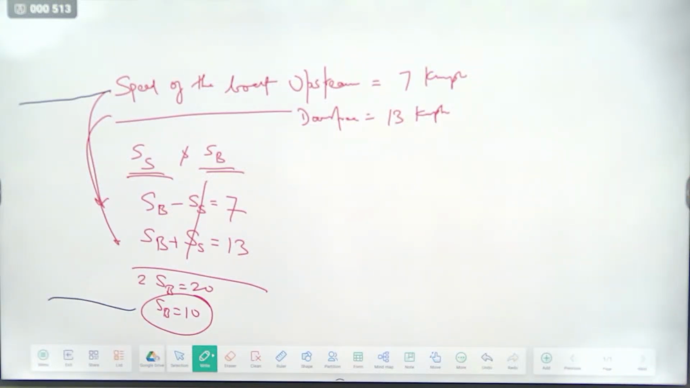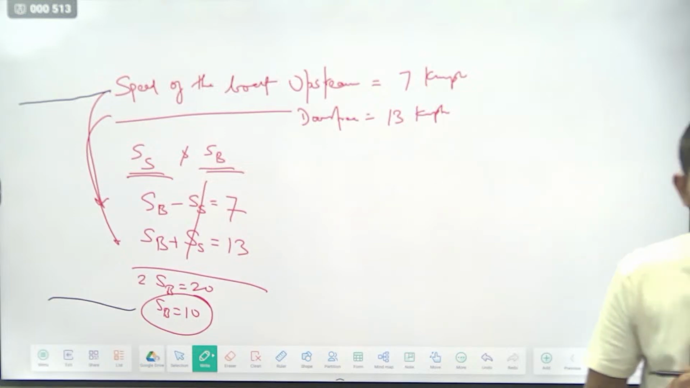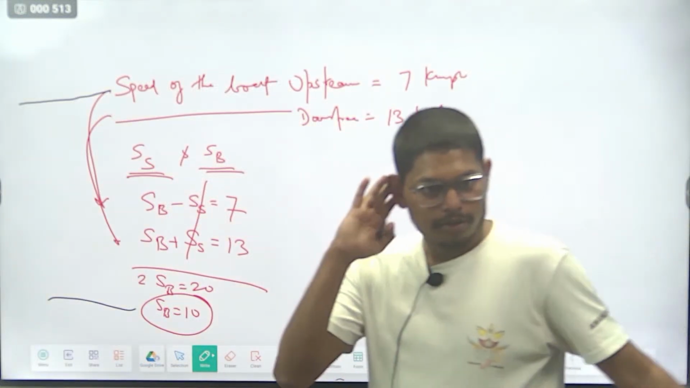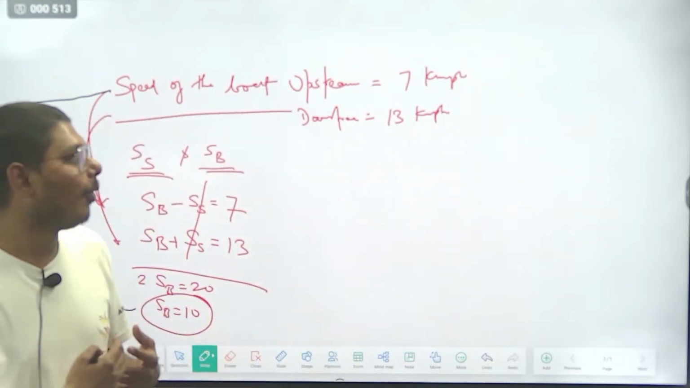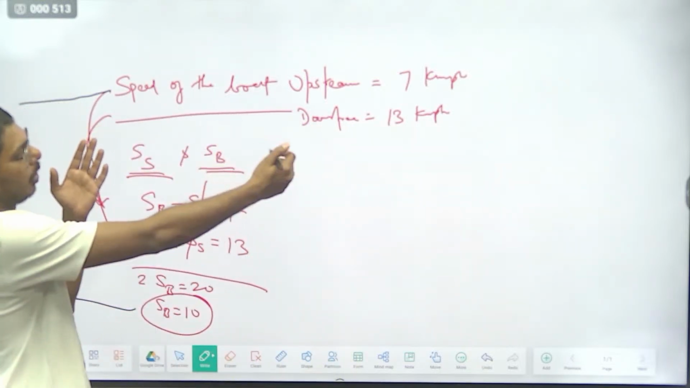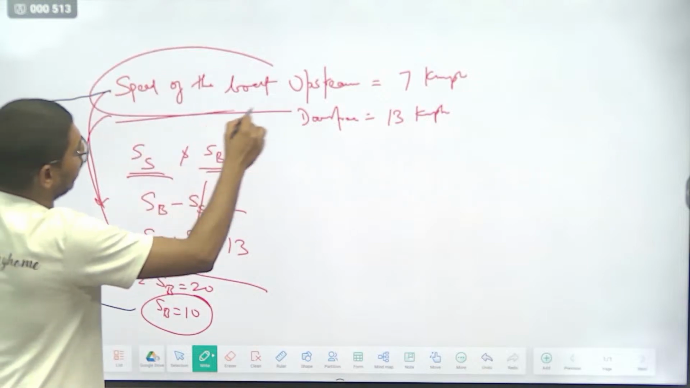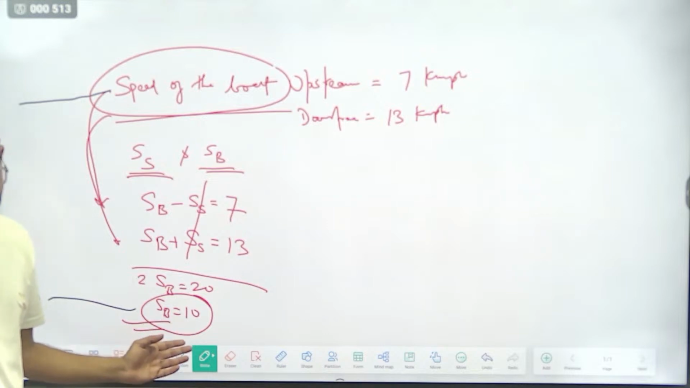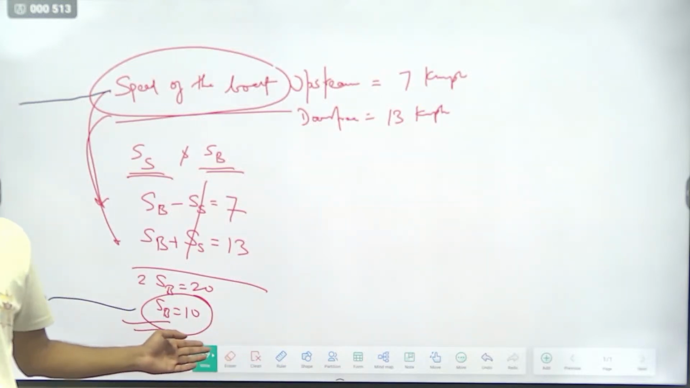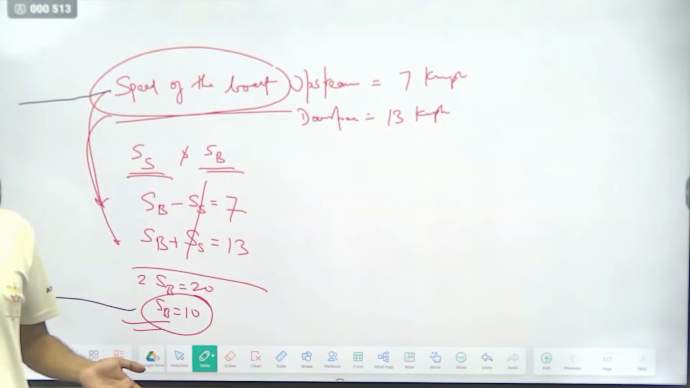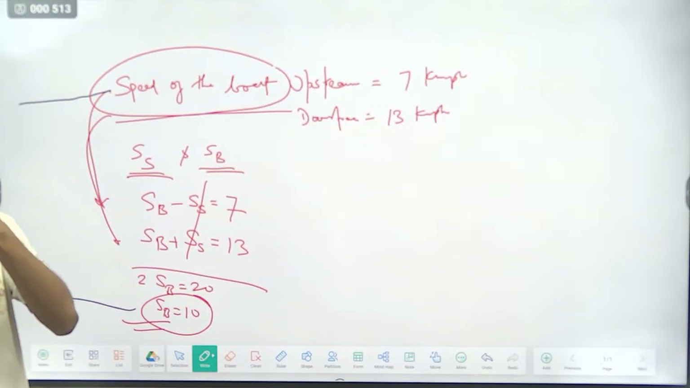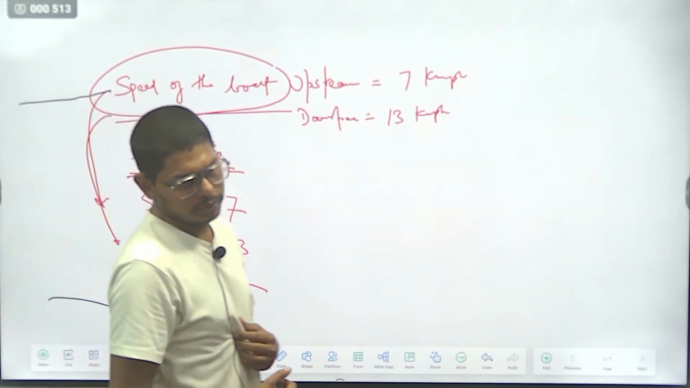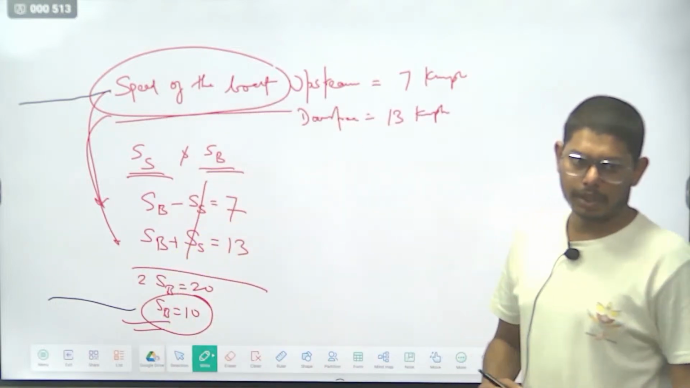Is the audio working there? You sure? No, I'm asking, what sense am I trying to make when I'm saying speed of the boat upstream? Over here also I'm saying speed of the boat, which is given as 7 kmph, and we have also found out SB, which is again 10 kmph. So what is the difference?